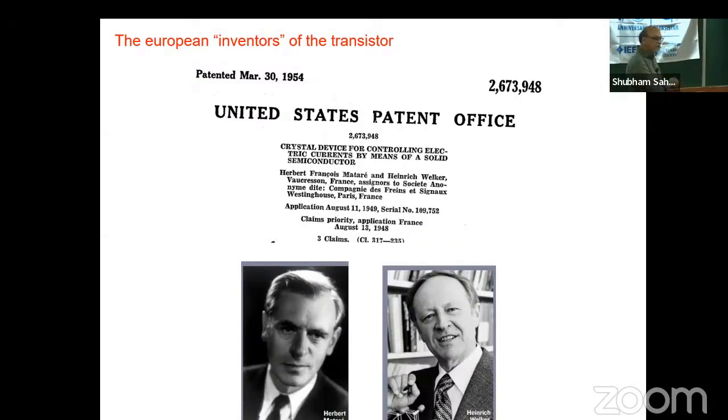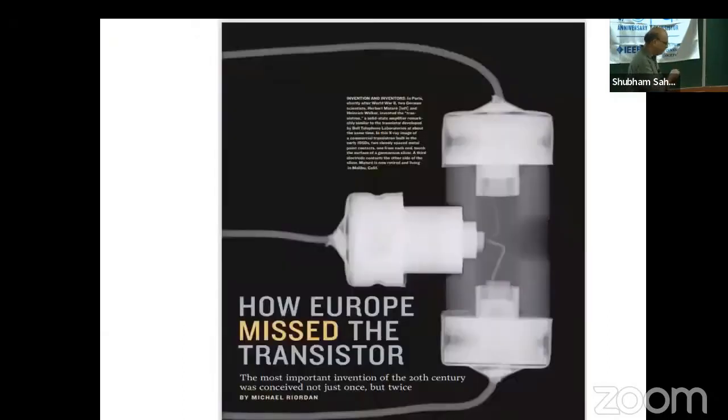These two people were working at a laboratory in France. There were two German scientists working at a laboratory in France, and they independently came up with the idea of the point contact transistor. They patented it also in 1948, but they were not recognized by the Nobel Prize Committee, while they honored the other three inventors of the transistor. These people were not recognized here. And finally, IEEE Spectrum came out with an article on how Europe missed the transistor.